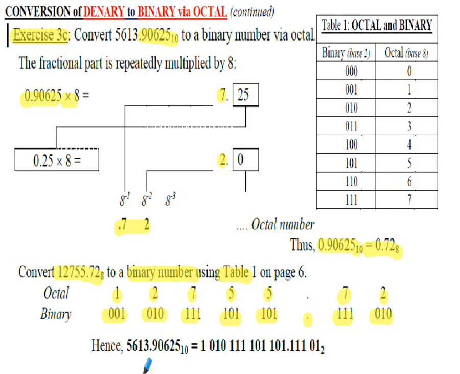So we can now write down our final solution. So 5613.90625 in base 10 can be written as, notice I've omitted the 00 from the left hand end here, so I write 1, 010, 111, 101, 101 point, 111, 010, which is 1010111101101.11101 in base 2. I'd encourage you to check that solution for yourself.